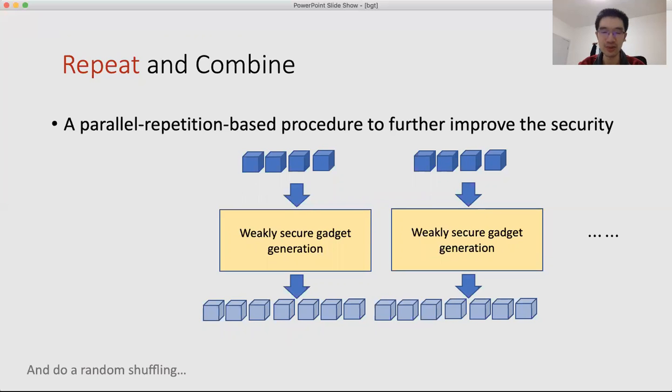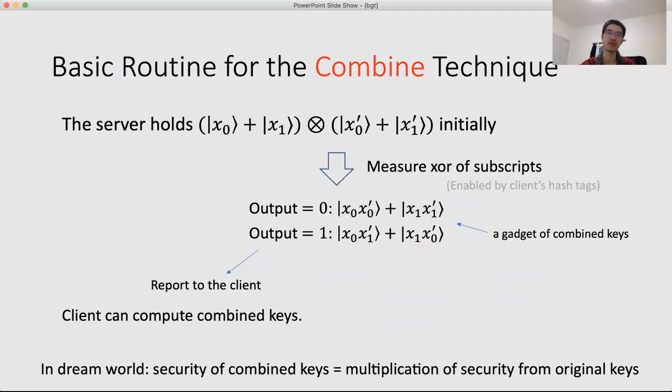But it's still not sufficient to give us exponentially secure protocols. To make it exponentially secure, we need to use a technique called combine technique. It's basically written as follows. Let's imagine initially the server will hold two weakly secure protocols. And the client will instruct the server to measure the XOR of the subscripts. And this will collapse these two gadgets into a single bigger gadget. And the client can compute the combined keys from the measurement result.